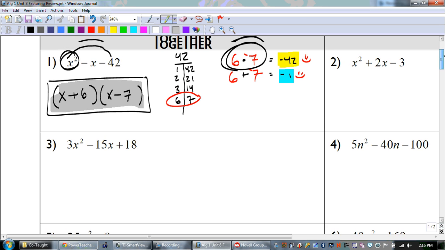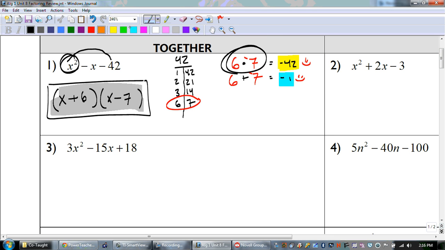Let's look at number 3. So the first thing we always check for is GCF. And there is a GCF, okay? I can divide all of these by 3. So my GCF comes out front, and what's left over? Well, 3 divided by 3, we're left with x squared. Negative 15 divided by 3 is negative 5. And 18 divided by 3, we get 6.